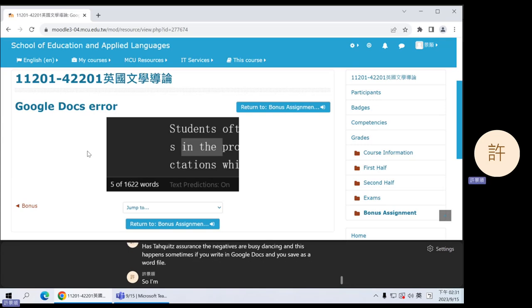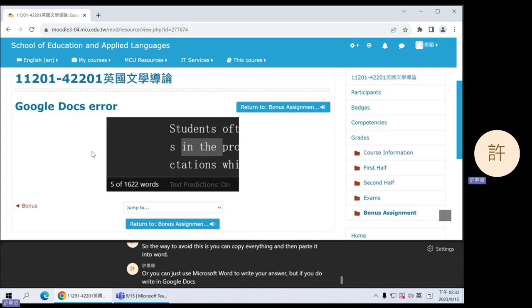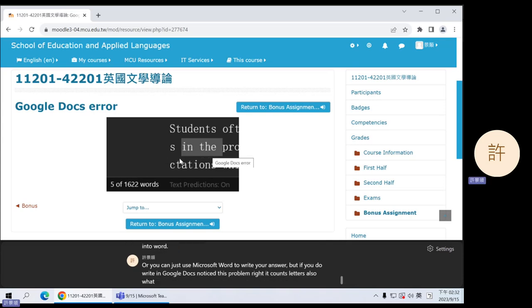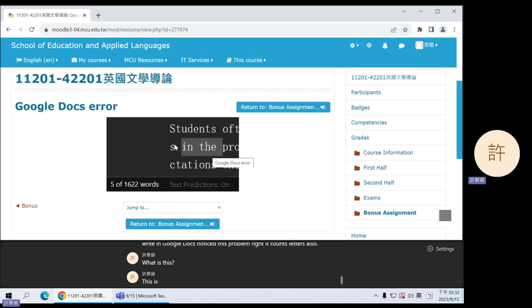从 Google Docs 转档为 Word 档，有时候会出现这个问题。So the way to avoid this is you can copy everything and then paste it into Word, or you can just use Microsoft Word to write your answer. But if you do write in Google Docs, notice this problem, right? It counts letters. Also, what is this? This is not one word, right? There should be more in front of this S.